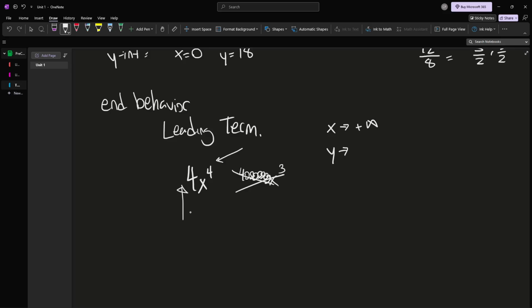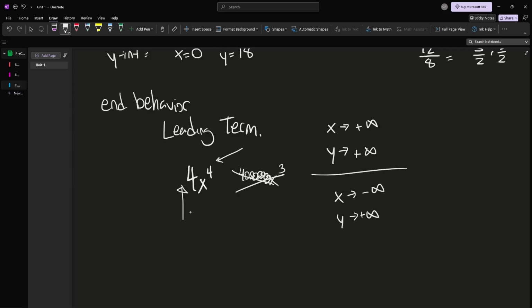And then I multiply it by positive 4. So I have a positive that got to the fourth power, so it's still positive, times a positive 4. So as x goes to positive infinity, y goes to positive infinity. On the other hand, as x goes to negative infinity, a negative number to the fourth power becomes positive. A positive number times 4 stays positive. So as x goes to negative infinity, y goes to positive infinity.